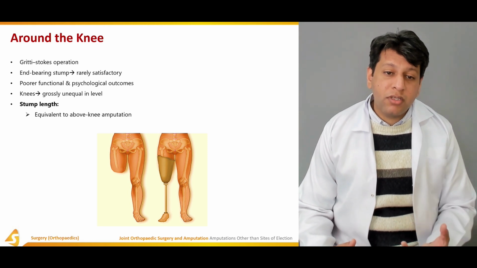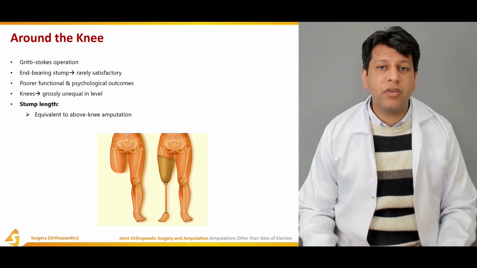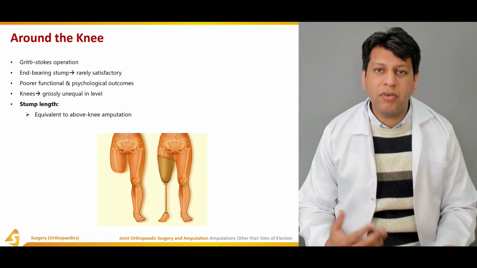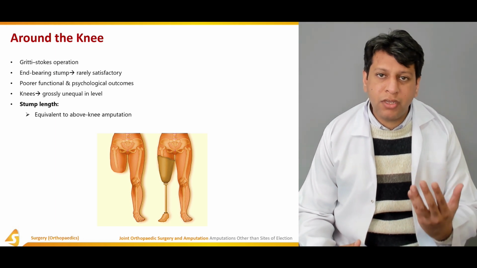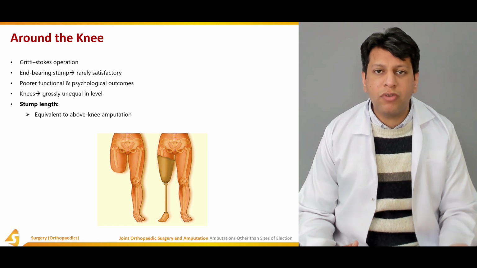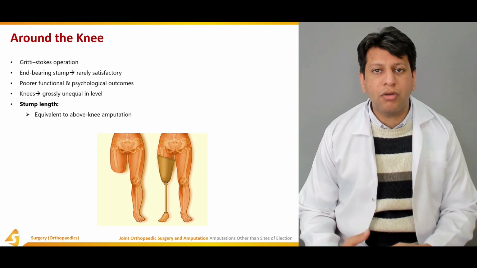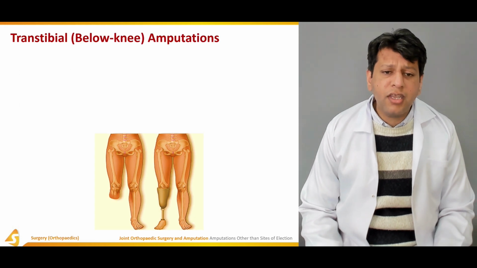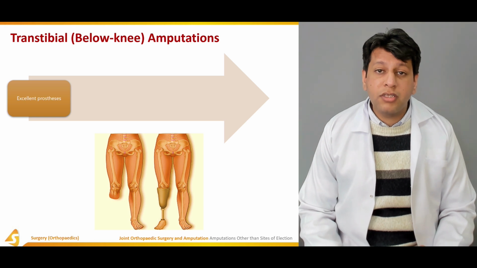But the problem with knee disarticulation is that not only is there a prosthetic fitting problem, but the energy expenditure of the patient is almost as much as above knee amputation, with the added problem of prosthetic fitting. So if we are going for knee disarticulation, it's better to go for above knee amputation instead. If we cannot have below knee amputation, then the next best option is above knee rather than knee disarticulation. Then coming to the below knee or transtibial amputation, it actually has the best prognosis.